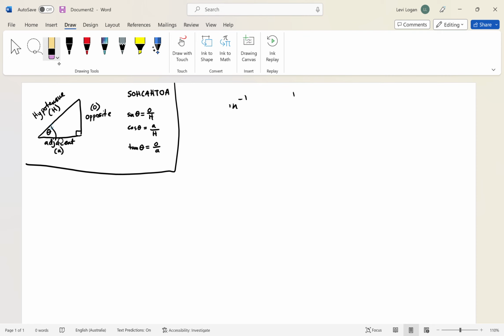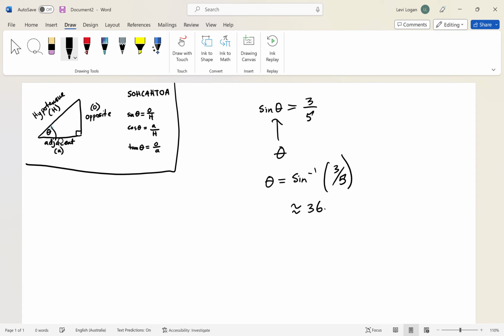So why do we need sine inverse and tan inverse? Let's say we had sine theta equals, let's say, 3 over 5, and we wanted to find what theta was. We'd have to sine inverse it. So you'd leave theta on this side and you would do sine inverse of this ratio here to work out the angle. Okay, so plugging that into our calculator, sine inverse of 3 over 5 is equal to 36.86 degrees. And you can check if this works properly.